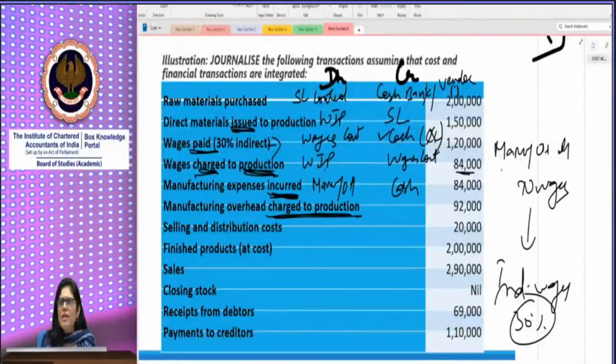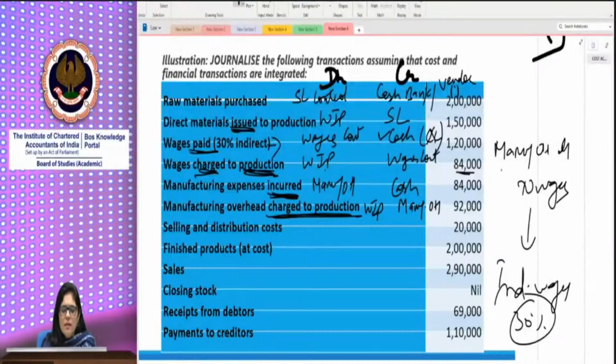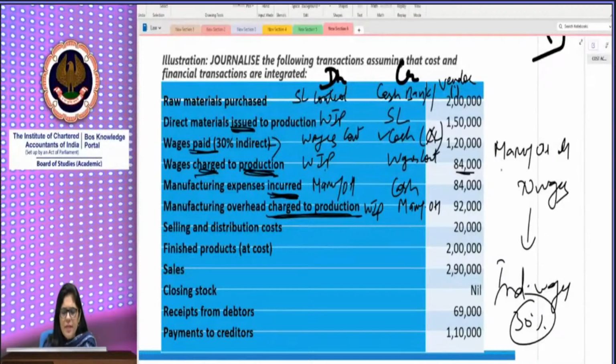Absorbed entry, cost ledger has nothing to do with the absorbed entry. So this entry will remain the same in integrated and non-integrated. So WIP will be debited. Charge to production, WIP will be debited. Manufacturing overhead will be credited. WIP will be debited, manufacturing overhead will be credited. Very good.